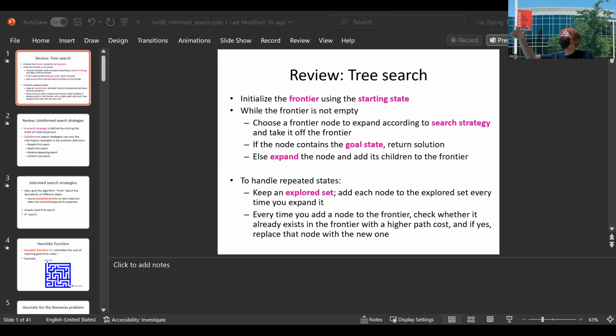So complete, can you always find a solution here? It may not, because you may get stuck in a loop. Is it optimal? Here it is no, we already see that. About the time complexity, it is b to the m. And the space is also b to the m. So this is regarding greedy best first search.